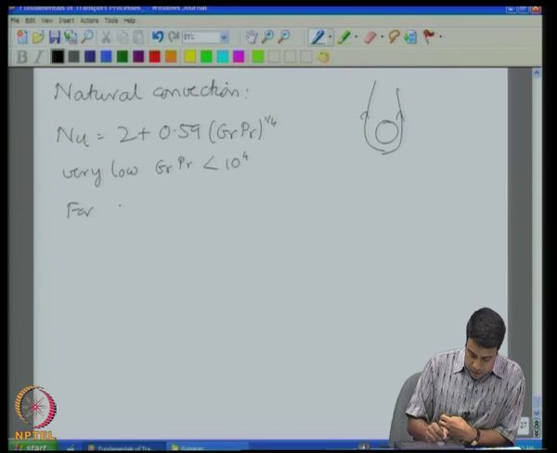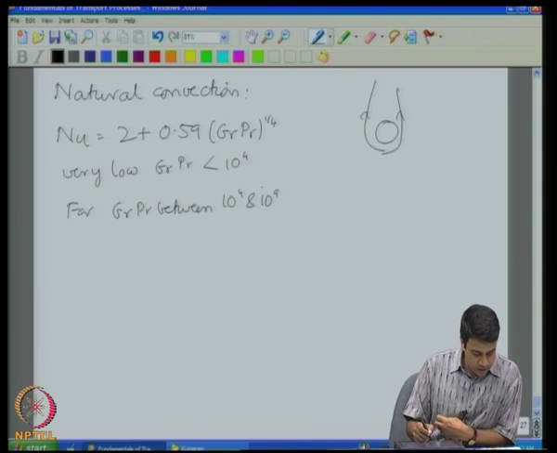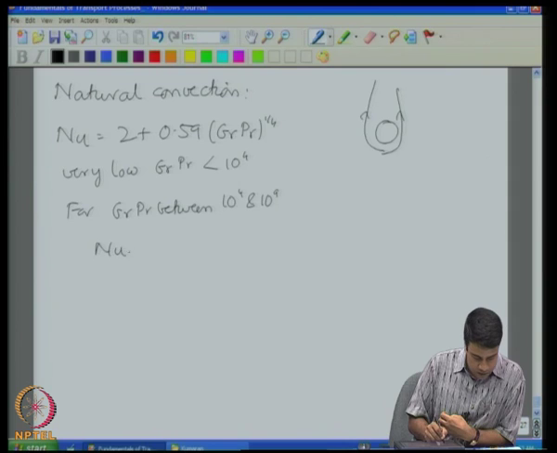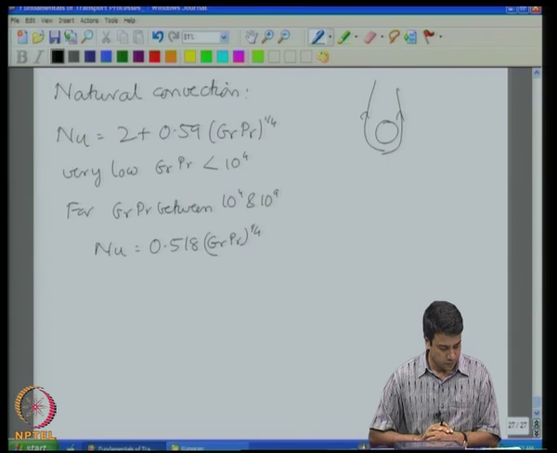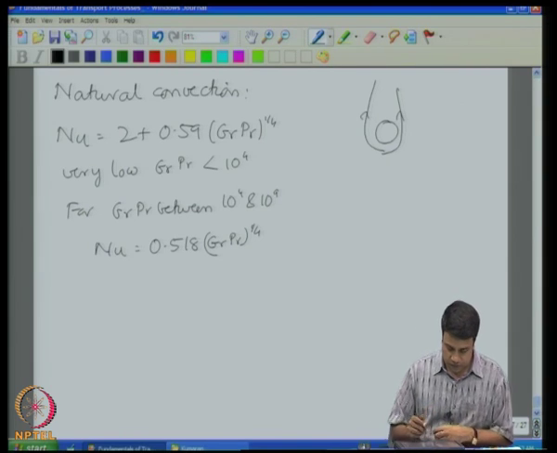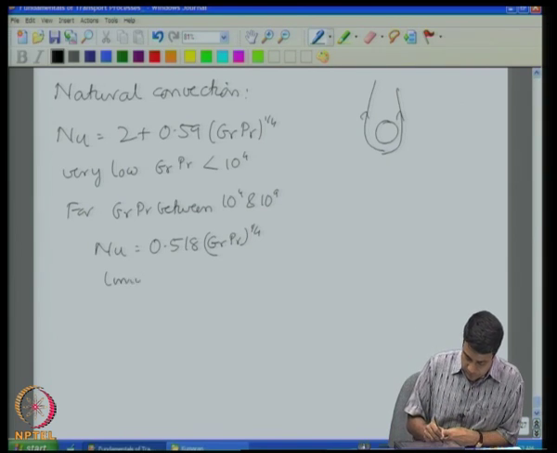For Grashof times Pr between 10 to the power 4 and 10 to the power 9, I will get relationships of the form Nusselt number equal to 0.518 (Gr times Pr) to the power 1/4. This is for the limit of Pr small compared to 1.